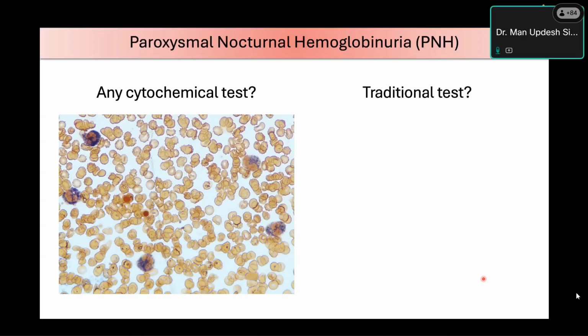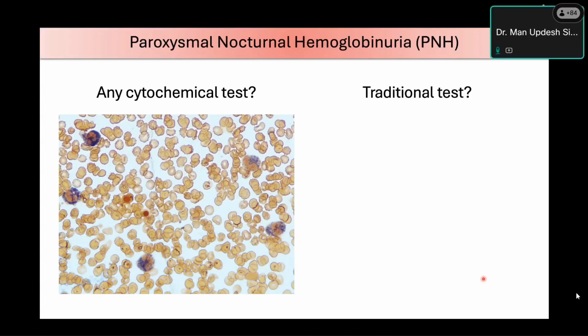And then any other traditional test anyone knows beyond flow cytometry, which has been used over half a century? Any test? The name of the scientist, the doctor from the US who actually labeled or discovered PNH.